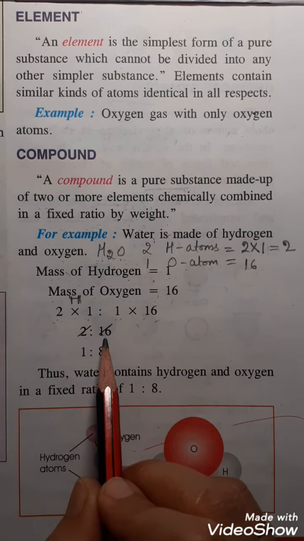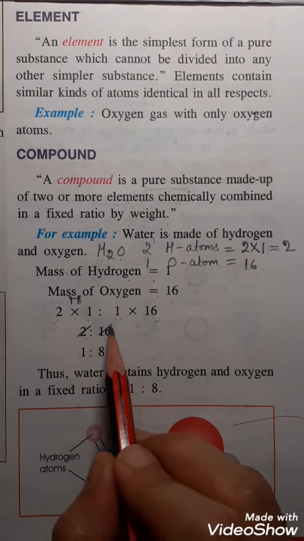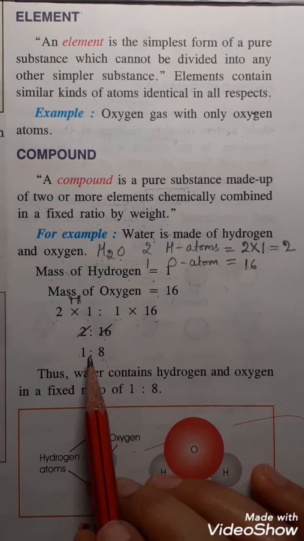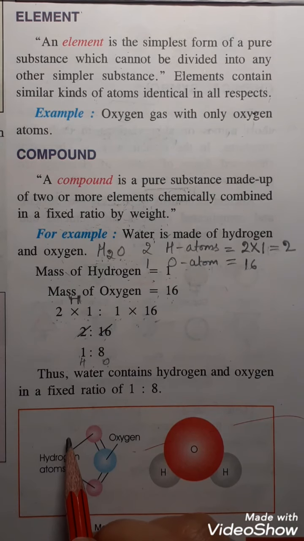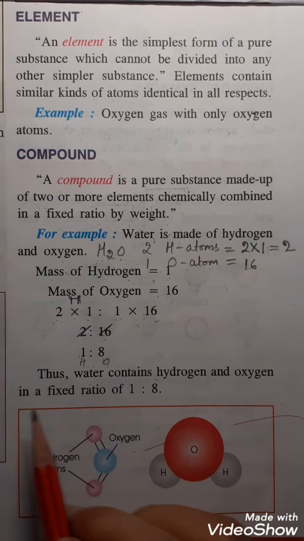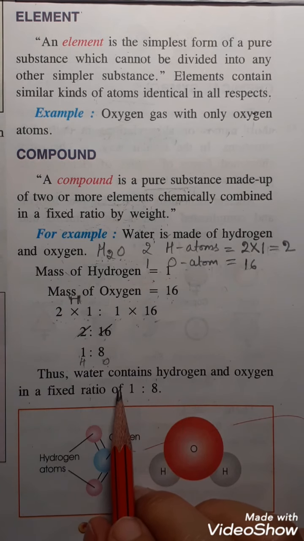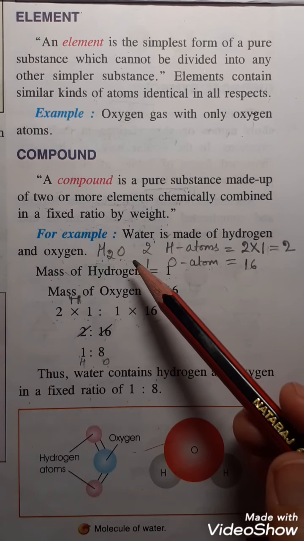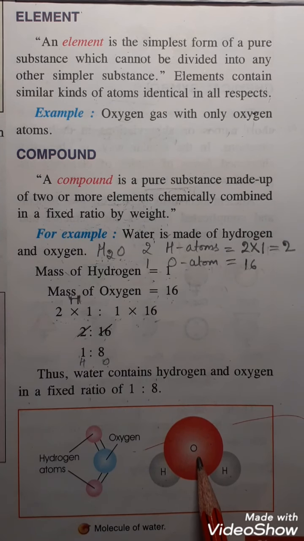2 is to 16 is the ratio. Now 2 is to 16 can be simplified further. 2 ones are 2, 2 eights are 16. 1 is to 8 is the fixed ratio of hydrogen to oxygen in the water molecule. Water contains hydrogen and oxygen in a fixed ratio of 1:8. So this will be fixed. Okay, this can't be changed for making up the water molecule. The water molecule is like HOH, 2 hydrogen and 1 oxygen.